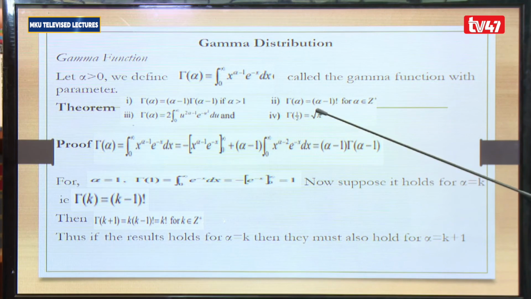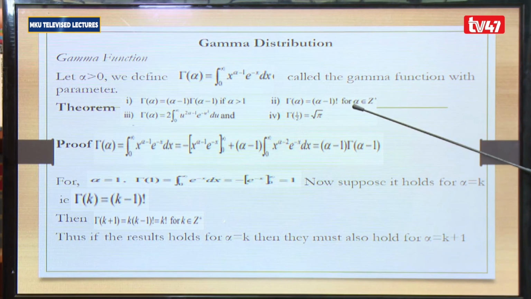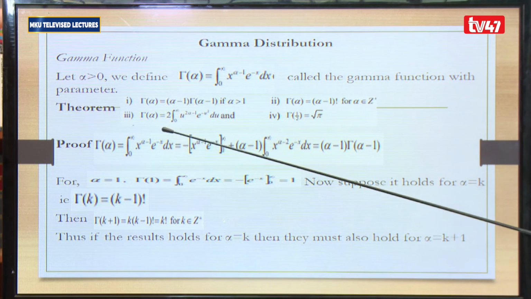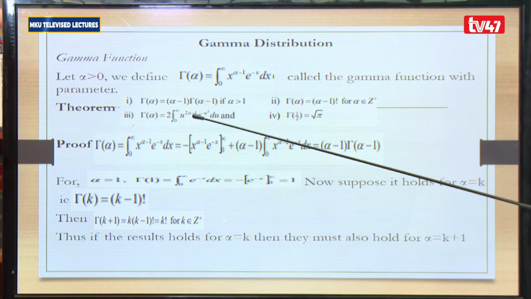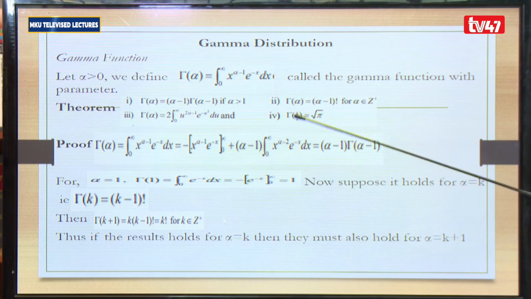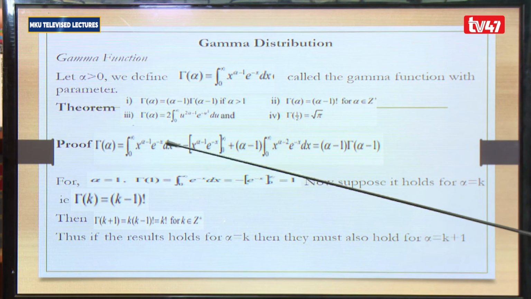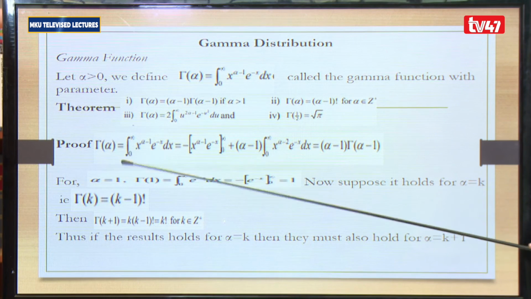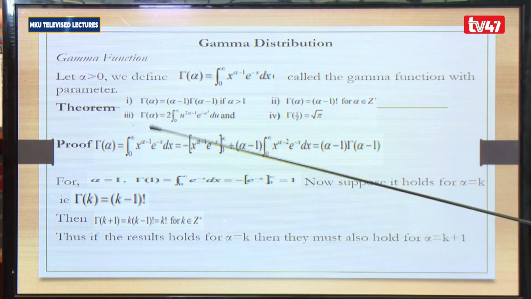Then we have another theorem. Gamma of alpha is the same as alpha minus 1 factorial for positive integer values of alpha. Then gamma of one half is actually equal to the square root of pi. Now the proof to that, the first proof: we have gamma of alpha, because we've defined the gamma function here, is the same as the integral from 0 to infinity of this.